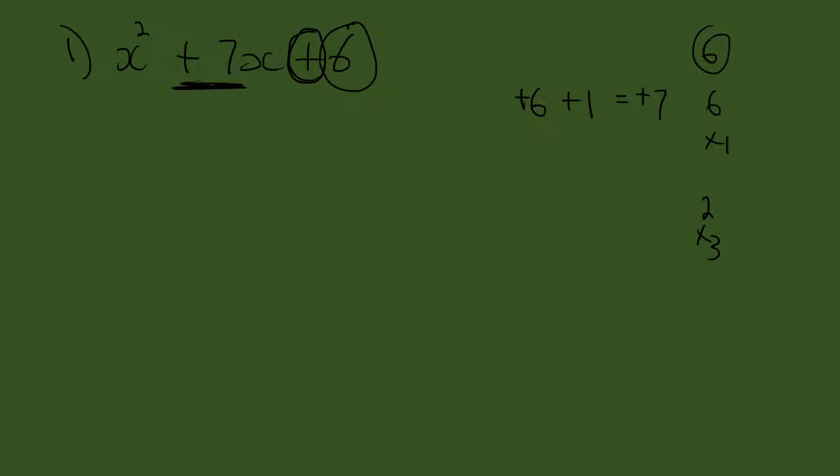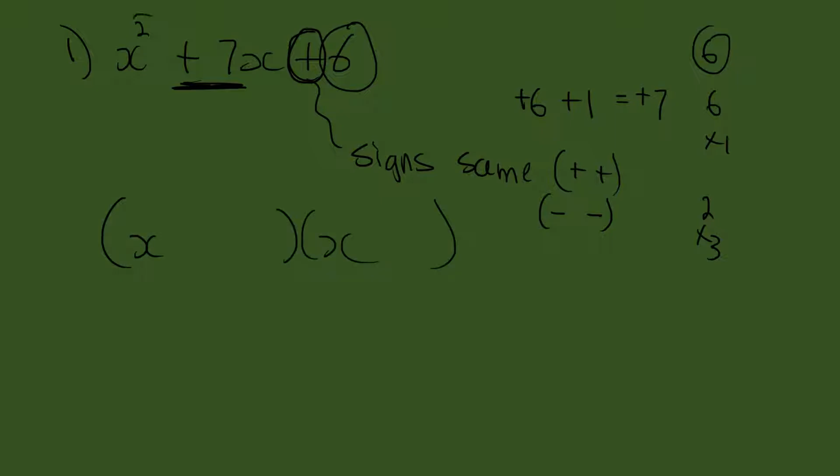This sign here at the end is like an extra check. If that's a positive, it means the signs must be the same. The same meaning it will either be a plus and a plus, or it will be a negative and a negative. So you open up 2 brackets, and if that's a square, you put 1x in here and 1x here, and you just write the plus 6 and the plus 1 in the brackets.